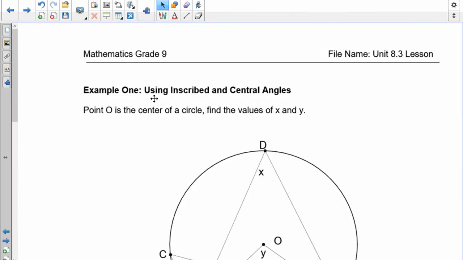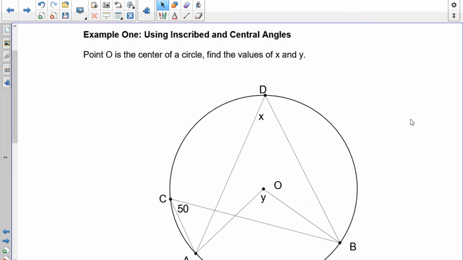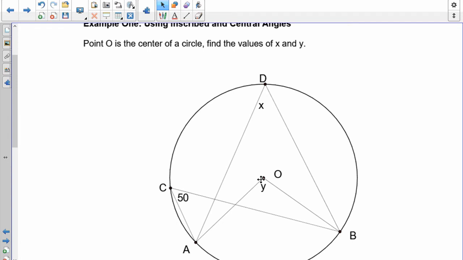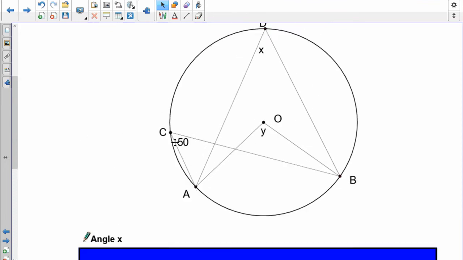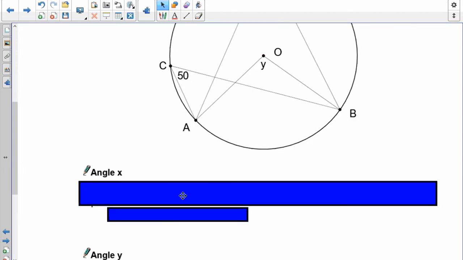We're going to go on now to example 1 using inscribed and central angles. Now it says here that point O is the center, and I want you to find the angle at X and Y. Now if you look at X and Y, there's no relationship between them because you can't get X or Y from each other. So you have to look at what else is included. Now look at point C over here. See point C? Point C is subtending the same minor arc AB as X is. And we know that anything that subtends the same minor arc, their angles are equal. So that means if this is 50 degrees, X has to be 50 degrees also.